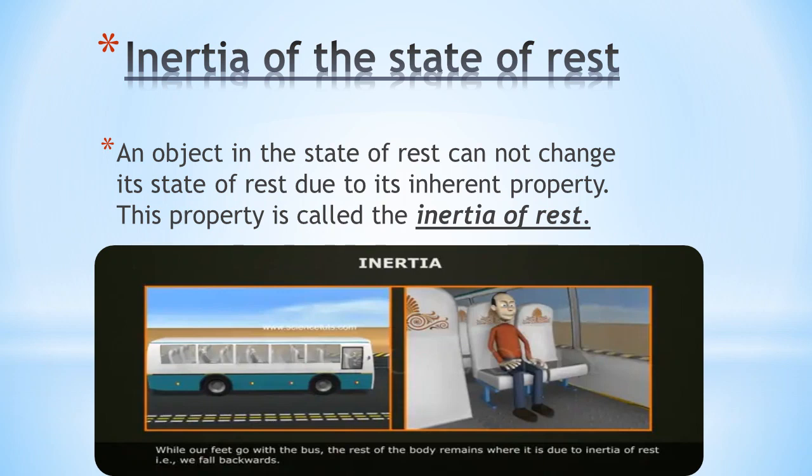Now you can see in the picture, this is an example of inertia of rest, in which you feel thrown backward when a sudden brake is applied. That means while our feet go with the bus, the rest of the body remains where it is due to inertia of rest. That is, we fall backward. Another example: when we shake a branch, the leaves get detached, and then the branch comes back into its original position. That means it maintains its state of rest.